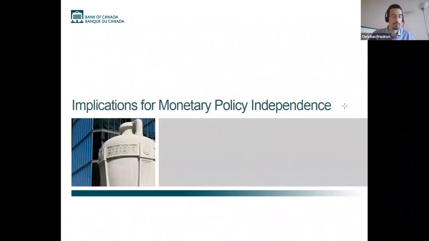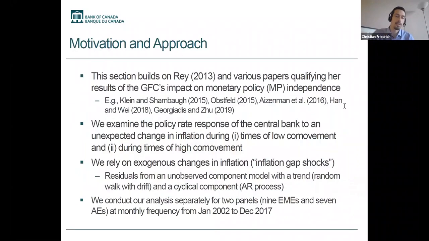So this concludes the first part of the paper. Next, we look at the implications for monetary policy independence. And again, this builds, I guess everyone knows here, on the previous work of Helene Rey and, as Katharina mentioned, the trilemma. What we do here is we examine the policy rate response of a central bank to an unexpected change in inflation during times of low co-movement and during times of high co-movement.